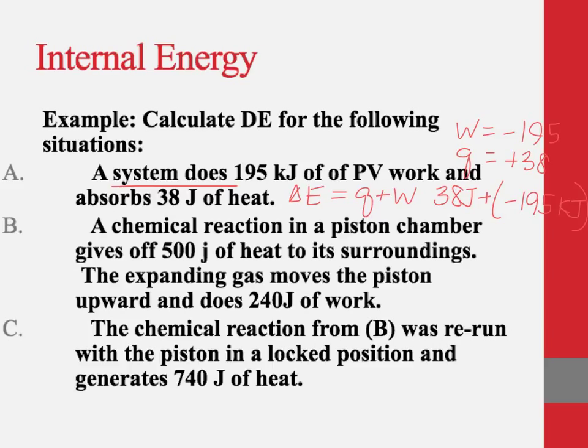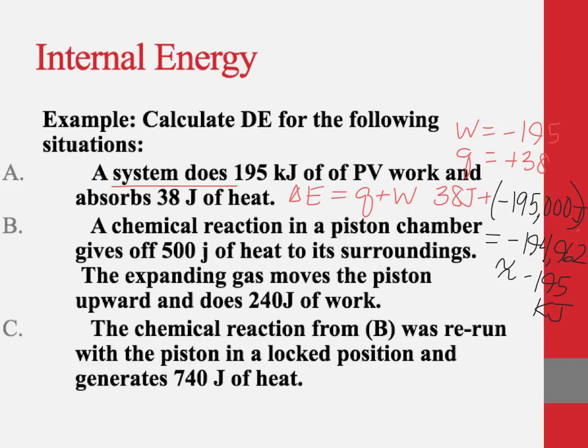So I'm probably just going to go back and do this in my head. Negative 195 kilojoules is the same as negative 195,000 joules. There we go. Now we have agreement of units, joules. So our final answer is going to be negative 194,962 joules, or approximately negative 195 kilojoules. So now I changed it back. And you have to look at what they're asking you to do in the problem so you can determine the units. Let's look at the next one.